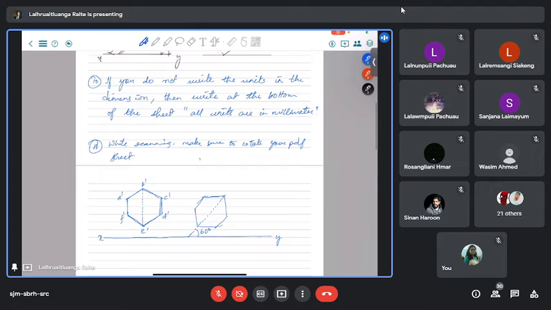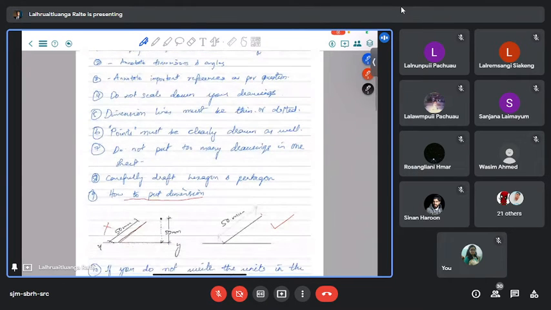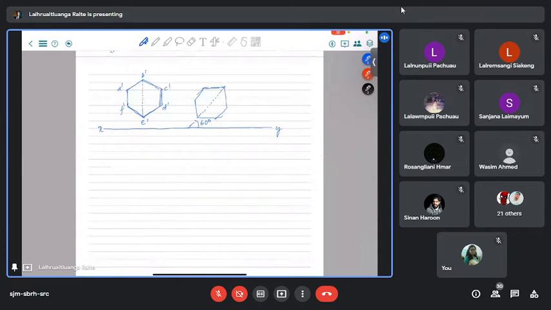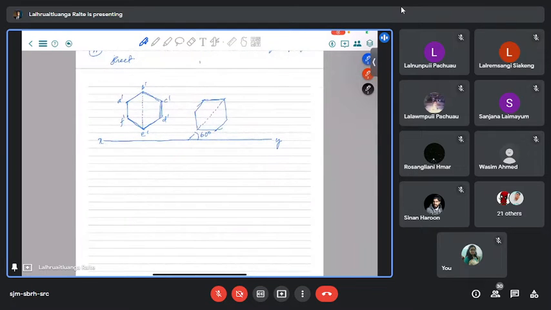Next point is do not scale down your drawings. I have seen that, probably because you did not want to use too many pages or you were in a hurry, many of you were scaling down your drawings. For example, instead of having a 50 line, you chop it down to probably 25 line. I cannot measure that anymore because of the constraints.